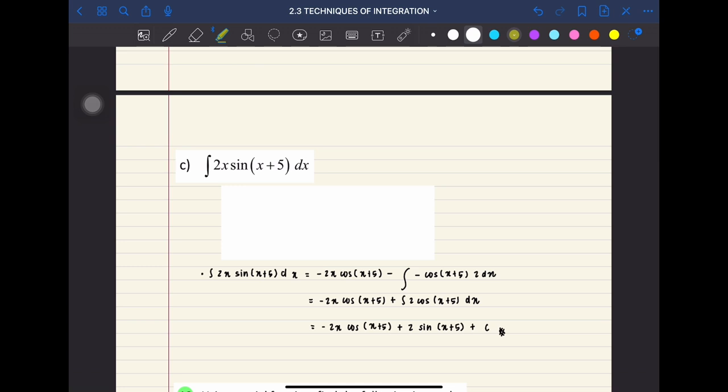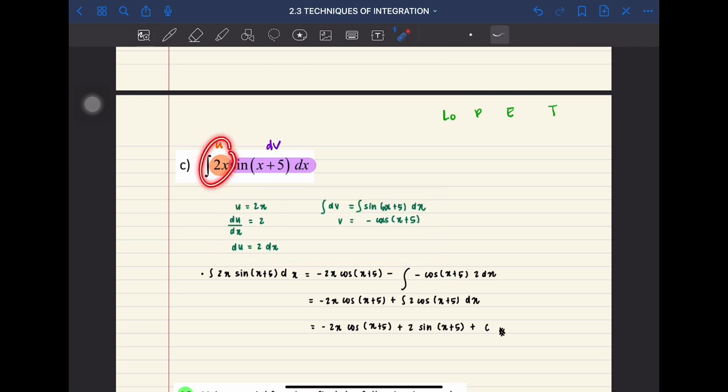Okay, for the last part, question 9, this is also simple because we can easily identify our u. Again using LOGPAD to choose our u. So do we have a log function? No. Do we have a polynomial function? The answer is yes. So which one is your polynomial function? It is the 2x, and the rest is your dv. So this is your u, the rest is your dv. Again, the same step. Differentiate your u to get du, integrate your dv to get your v. Then substitute into the formula, integrate, and you get your final answer.